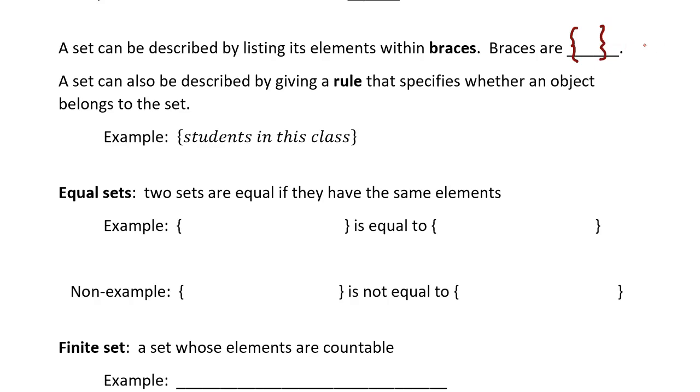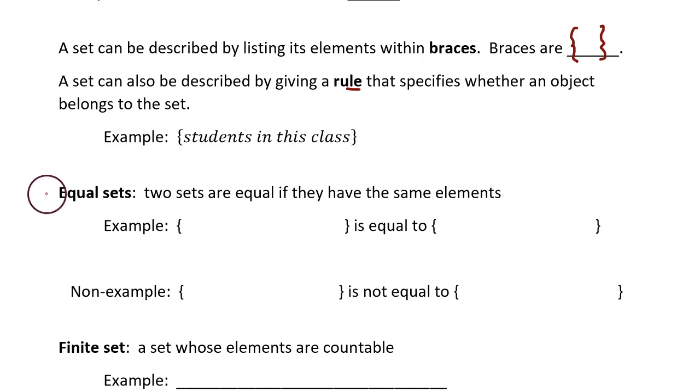A set can also be described by giving a rule that specifies whether an object belongs to the set. And here's an example. In braces, here's a rule, the students in this class. So instead of listing everybody's name, we can write out this brief statement that describes all of the elements of this set.